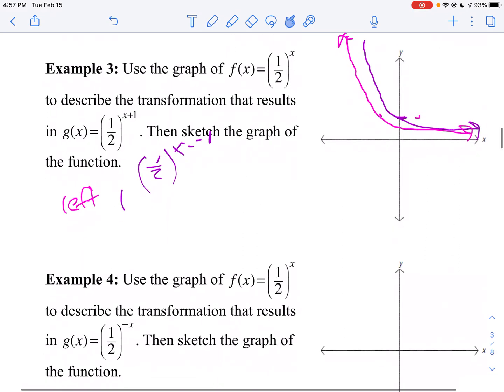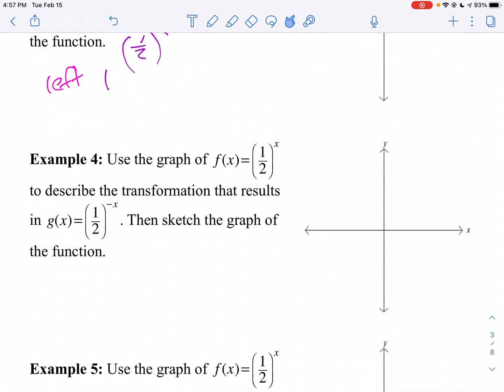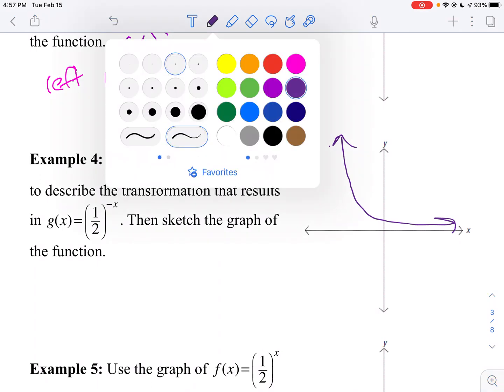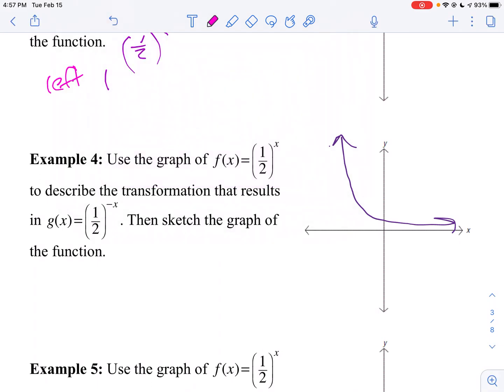Now let's take a look at the next one. If I see that, I'm flipping it over the y-axis. So once again, I start with my original function, f of x equals 1/2 to the x power. So we know it looks like that. And then what I'm going to do is my new function, I'm going to flip it over the y-axis. So it's going to look like that.